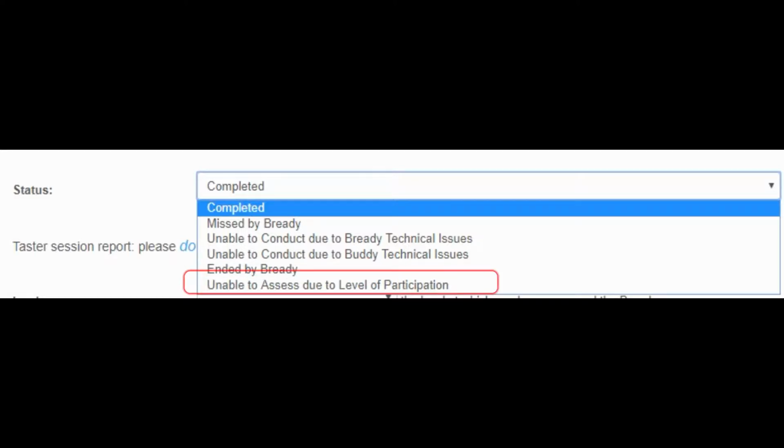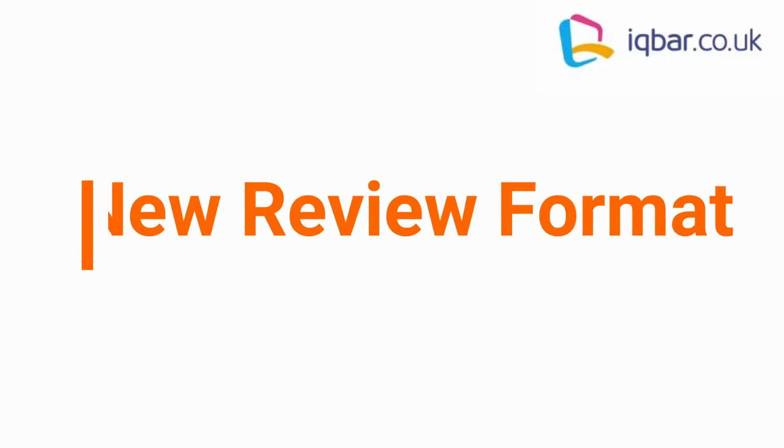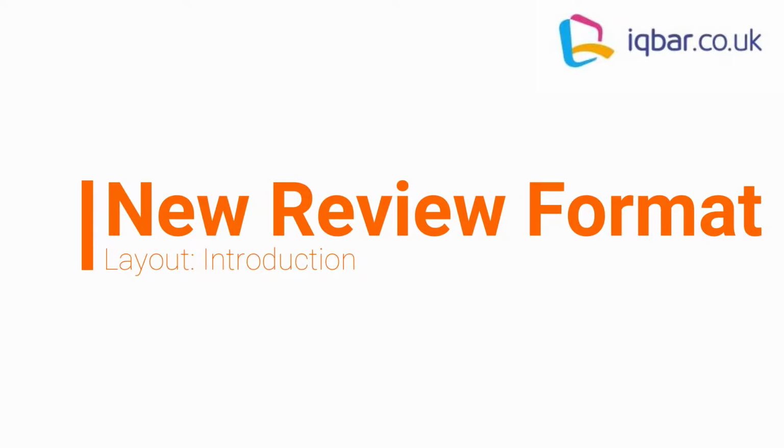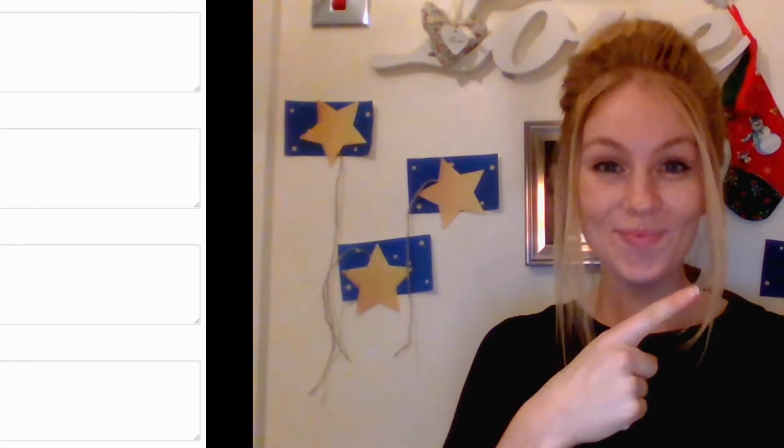Finally, there's the unable to assess due to level of participation. So if you have a Brady who, regardless of how hard you try, just isn't having any of it, you can't make an accurate assessment, and IQBar get that. So now they have this handy new status to use. The layout, the format of the reviews, now has 4 new areas, so let's take a look at them.